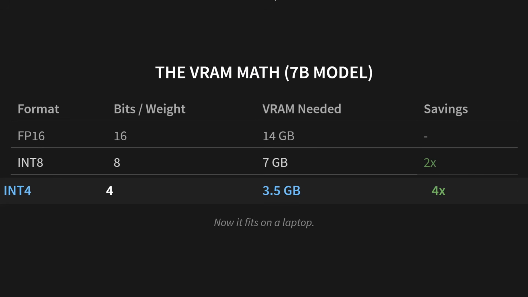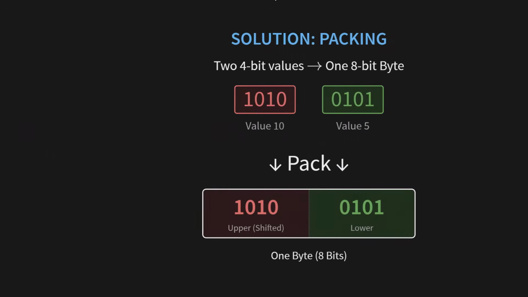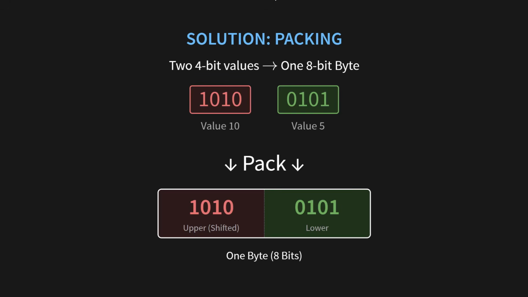But there's a problem. A physical limitation. It's called the byte barrier. Here's the thing. Your computer's hardware, the actual silicon, reads memory in chunks of 8 bits called a byte. It's physically impossible for it to read just 4 bits. So how on earth do we do this? The solution is actually pretty clever. It's called packing. We take two 4-bit values, for example, the number 10, which is 1010 in binary, and the number 5, which is 0101, and we literally just squeeze them together into a single 8-bit byte.